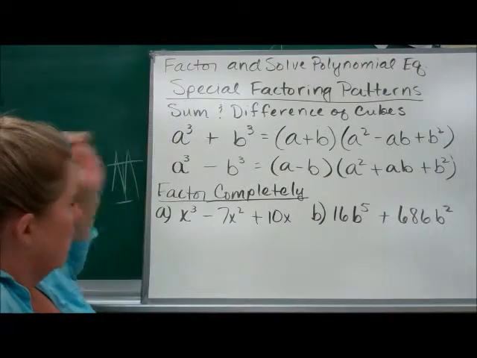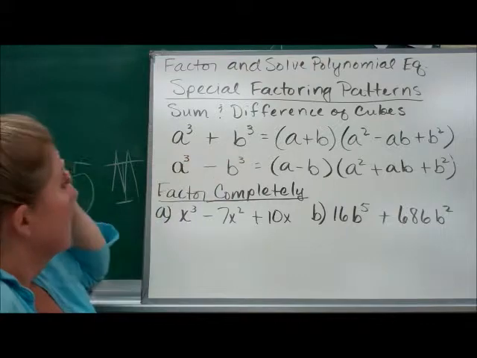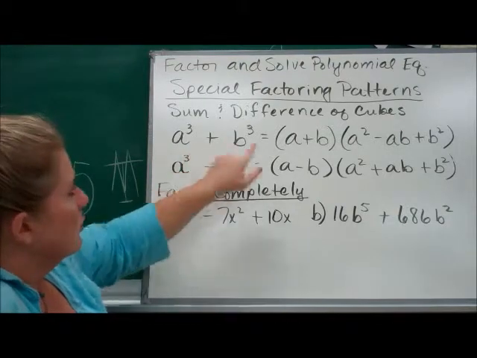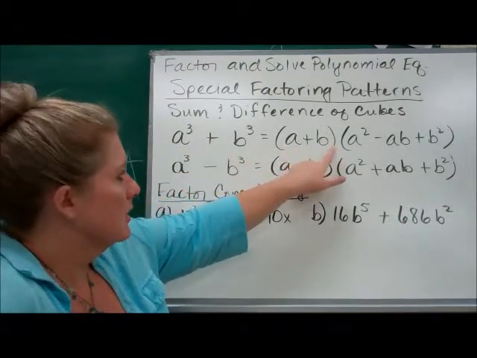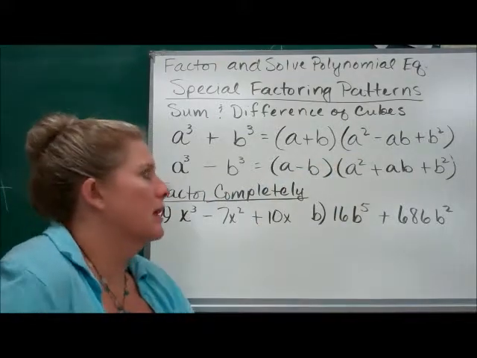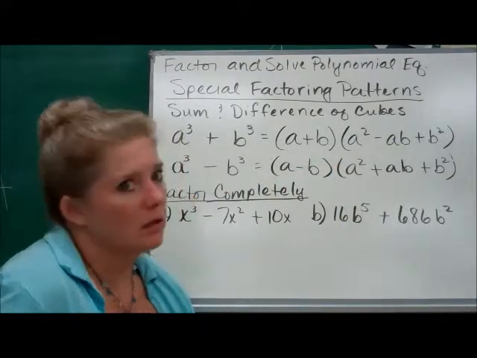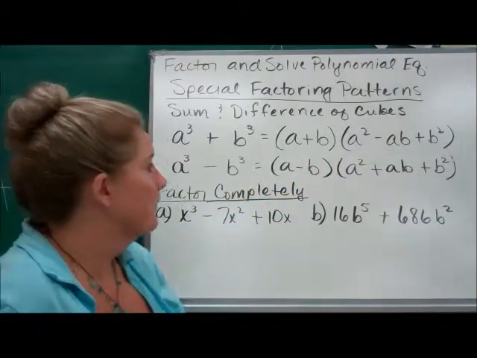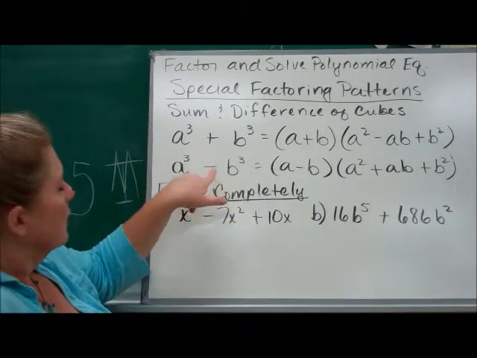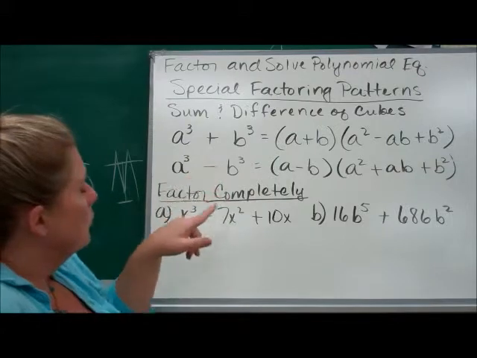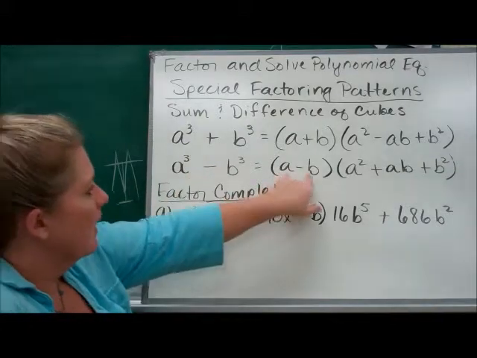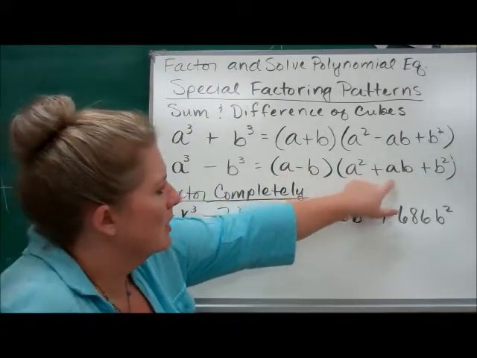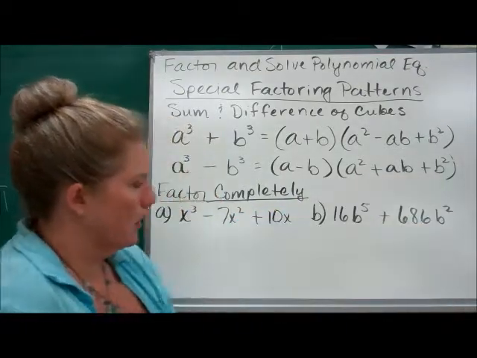So if I've got a cubed plus b cubed, it's going to factor to a plus b times a squared minus ab plus b squared. And then this trinomial will no longer factor. Okay. The difference of two perfect cubes is a minus b, a squared plus ab plus b squared.